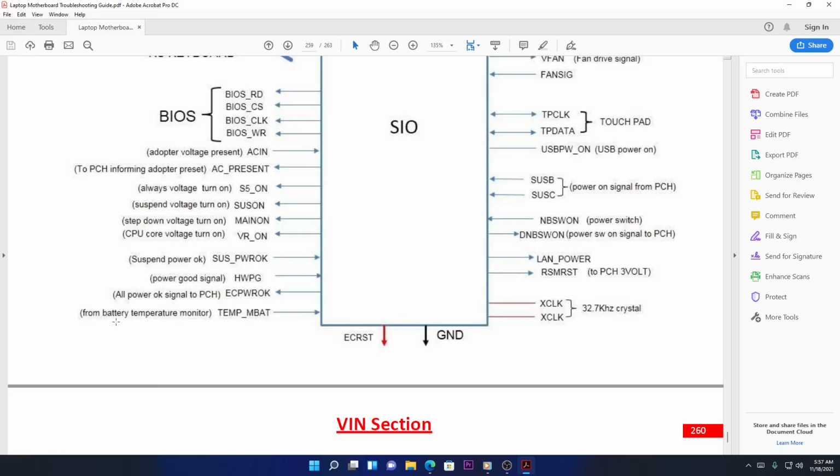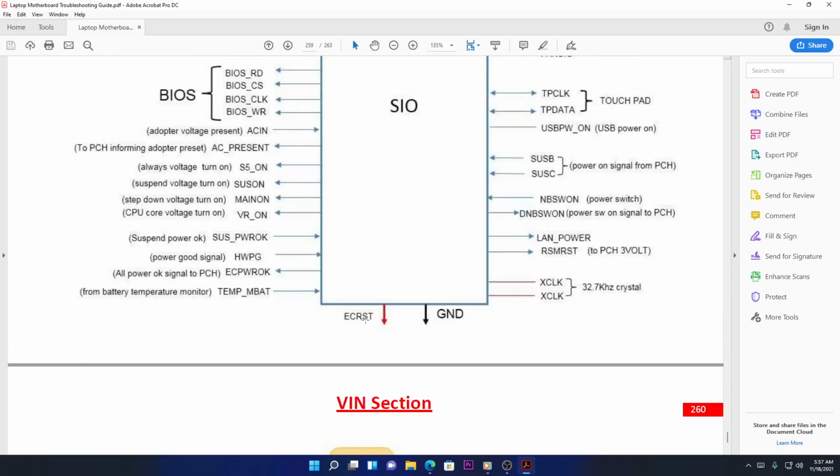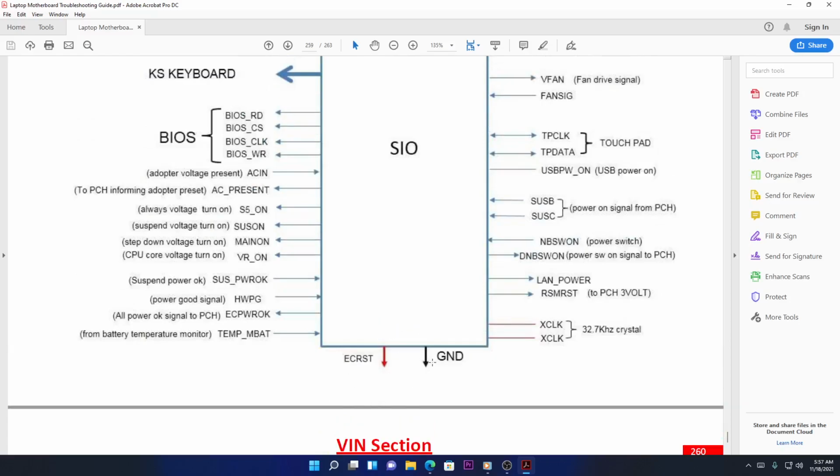This one is from the battery temperature monitor, temp embed. You can see it's a temperature from where? Embedded. EC resets, you will have a signal there. It's very, very important to check EC resets, because if there's no EC reset, the machine won't turn on at all. Make sure you do get what? An EC reset. We talked about the crystal, the clock signal. You will need an oscilloscope to measure those frequencies, those signals.